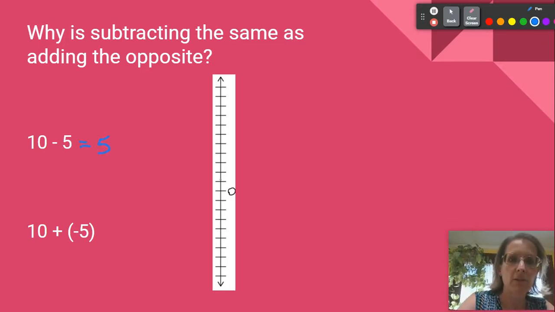So I'm at 10. 1, 2, 3, 4, 5, 6, 7, 8, 9, 10. So I'm at 10 on my number line. If I'm taking away 5, I'm going to go down.